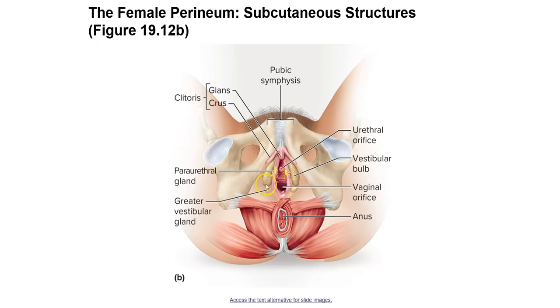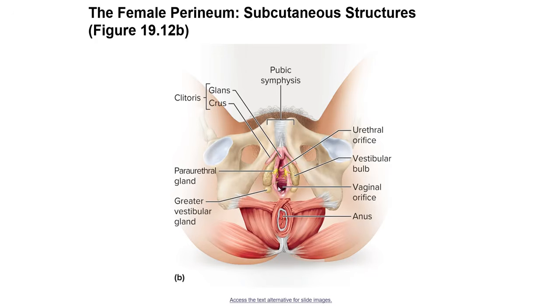So these vestibular glands are going to be found on either side of the vagina, and these will produce a lubricant during sexual intercourse to help moisten the vulva during sexual arousal or sexual excitement, to prevent it from being too dry and to prevent any extra friction from occurring during intercourse.